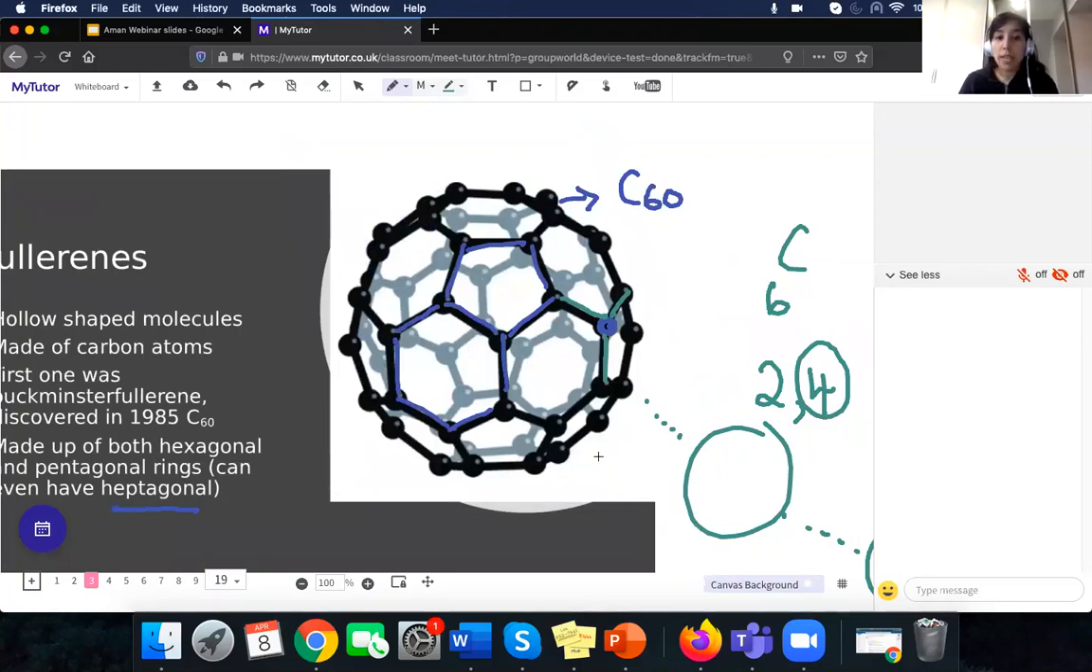Someone has also asked me, can they be used for drug delivery? We're going to come on to that in just a second. I just want to make sure we all understand the properties of fullerenes first.